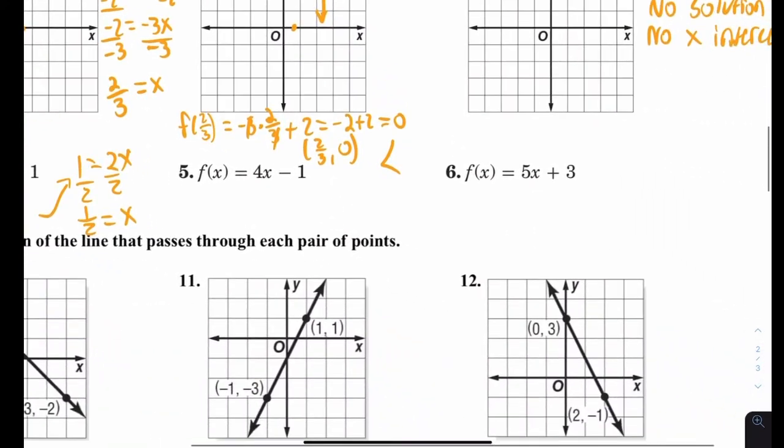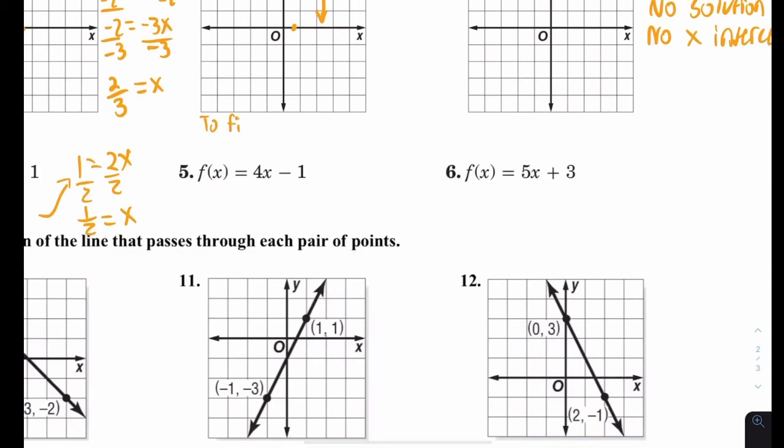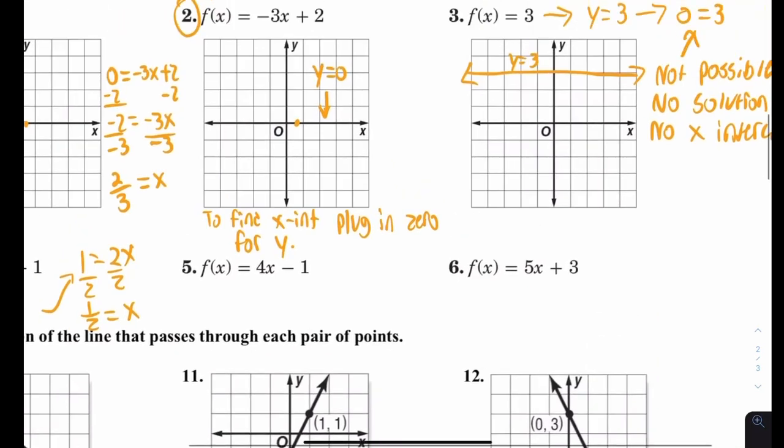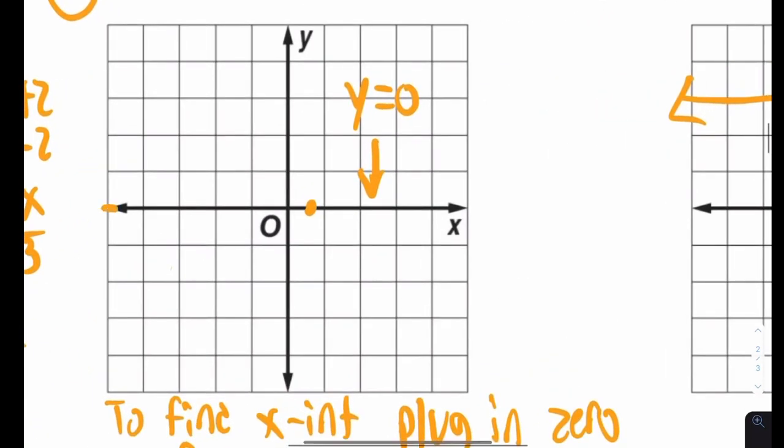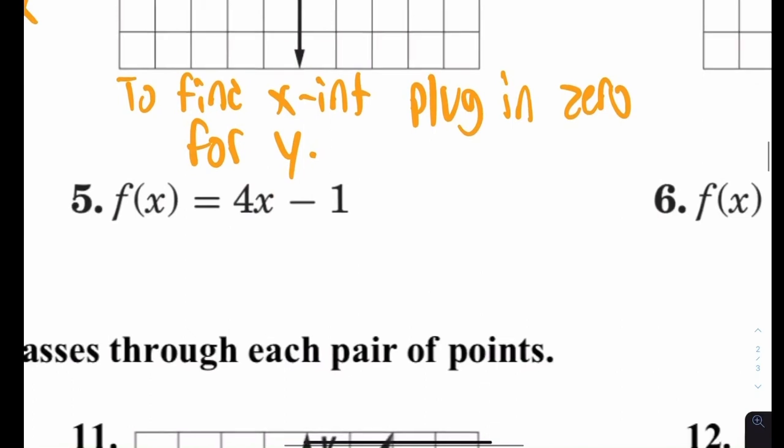I'll do one more quick example, just because these aren't taking very long. To find the x-intercept, plug in 0 for y. And then just one more time, the reason why is because the x-intercept is on the x-axis. If you're anything on the x-axis, then your y is equal to 0. So that's why we're going to plug in 0 for y in the equation.